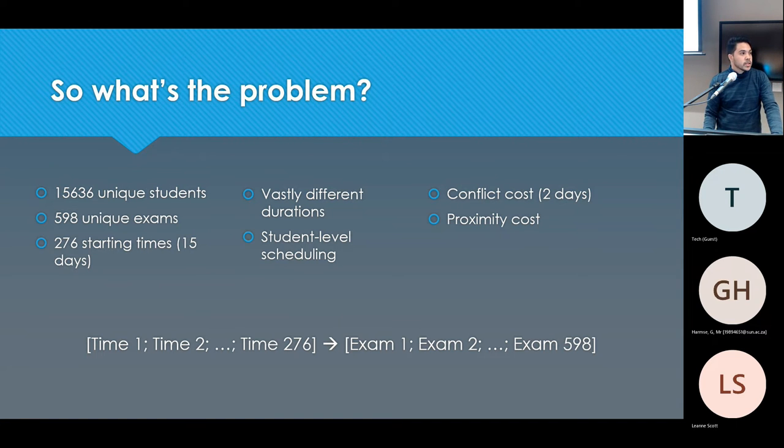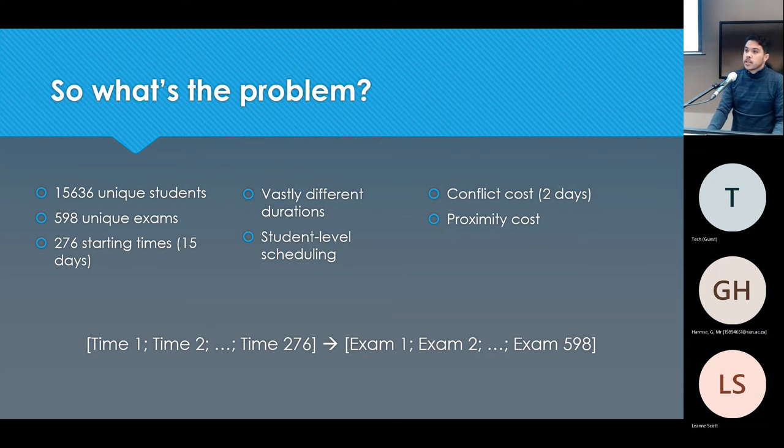And I decided to approach this on a student level basis, or scheduling from a student level. So when I'm looking at clashes or any of my other costs, I would look at a specific student and their set of courses, and how the solution looks for them. And then how it looks for all students, right? And I've just given some illustration of what the solution would look like. So we have these 276 starting times, and we have our 598 exams. And we're trying to allocate some number between 276 for each of the 598. So it's a fairly simple way of defining a solution in this case.